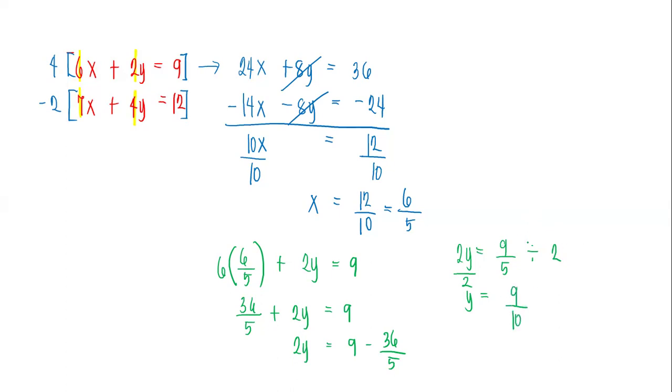Okay, because 9 fifths divided by 2, that is equal to 9 fifths times 1 half. So 9 times 1, 9. 5 times 2 is 10. So 9 tenths for our y. And for our x, that is 6 fifths.